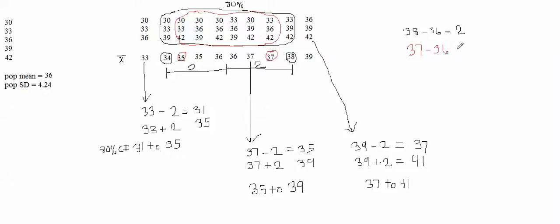Which equals 1. So the 60% margin of error is 1. It's the distance from the population mean of 36 to the sample mean at the upper edge of the middle 60%, which was this sample right here. So this was a distance of 1.